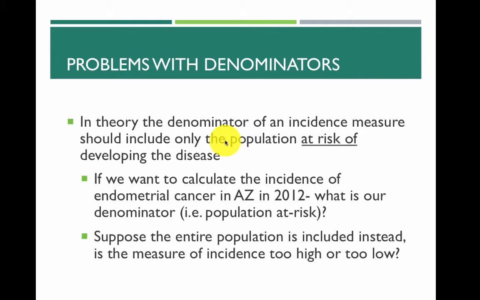So on the denominator side, in theory, the denominator of an incidence measure should only include the population at risk of developing a disease. So if we want to calculate the incidence of endometrial cancer in Arizona in 2012, what is our denominator? What should be the population at risk? I'll let you think about that for 1 minute.